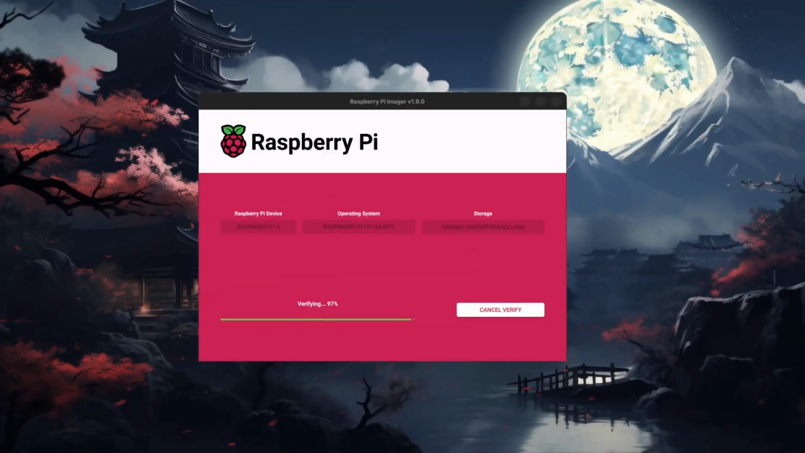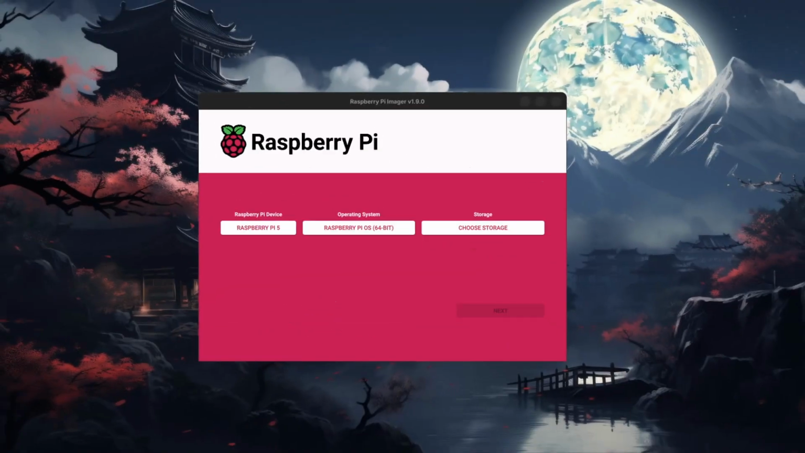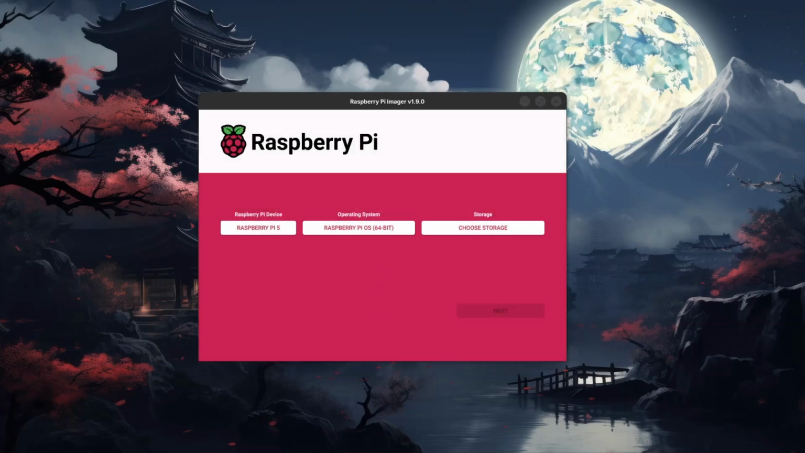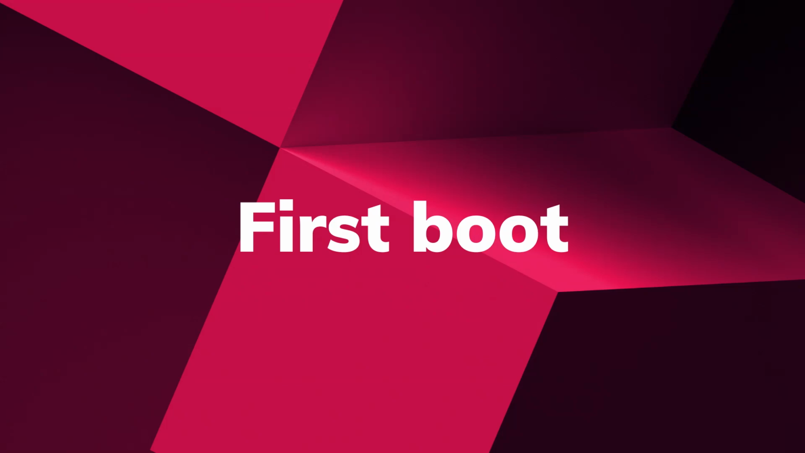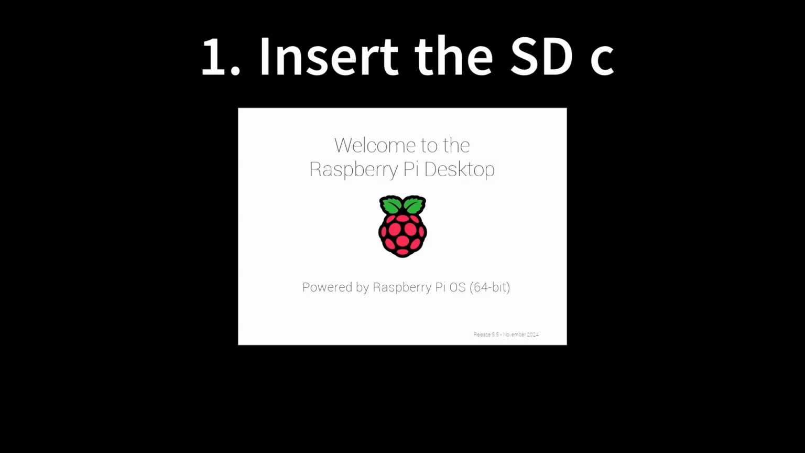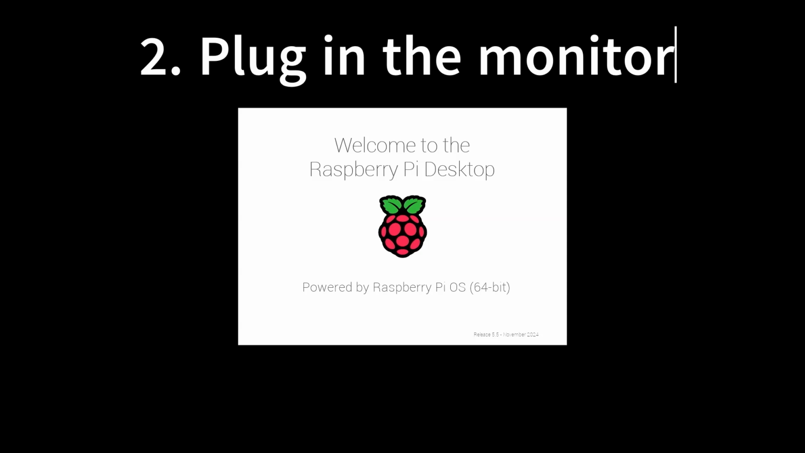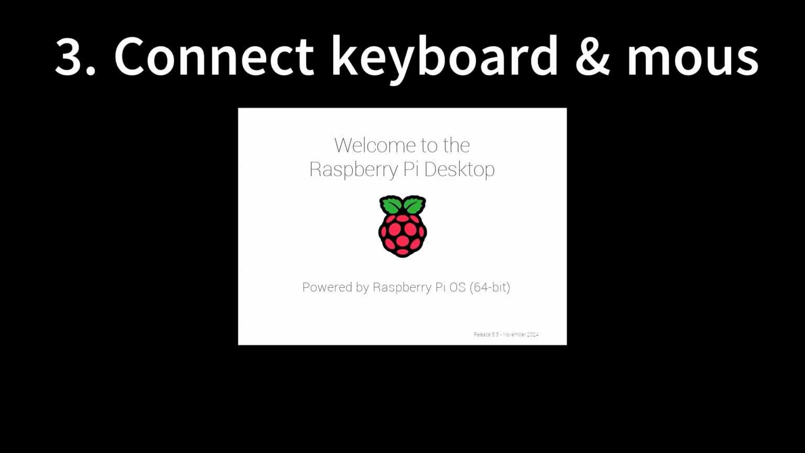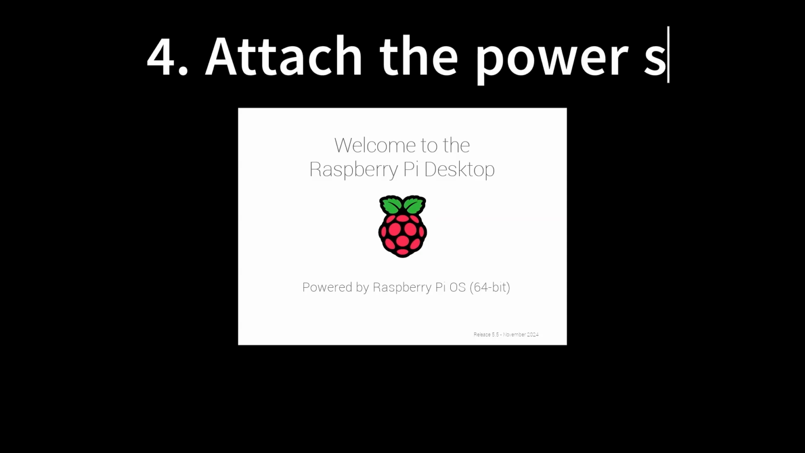As soon as you get the successful message, you can close the tool, eject your SD card from the computer, and insert it into the Raspberry Pi. We're ready for the first boot. After inserting the SD card and connecting all the accessories, monitor, keyboard, power supply, turn on the Raspberry Pi and check your display. You should see something like this.